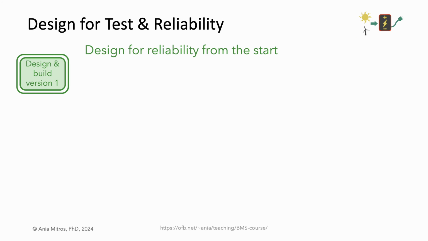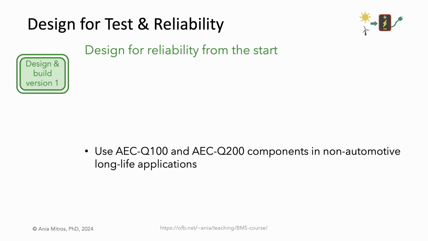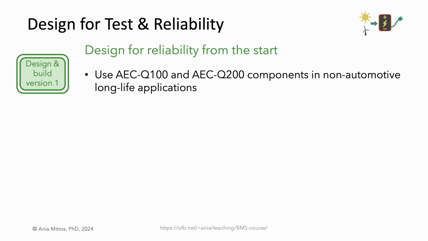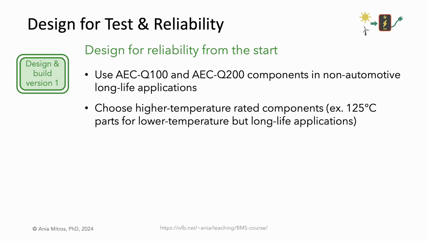Last but not least, reliability should be a focus during design, not an afterthought in response to reliability test failures. You might use AEC-Q100 and AEC-Q200 components in non-automotive, long-life applications, knowing that they undergo more thorough qualification and manufacturing quality practices than standard components. Choose higher temperature-rated components, for example, 125C parts for lower temperature but long-life applications. Run a pre-qual early, as soon as possible.